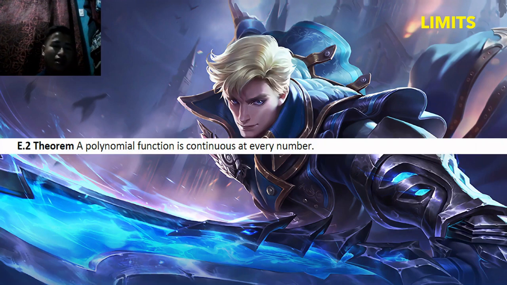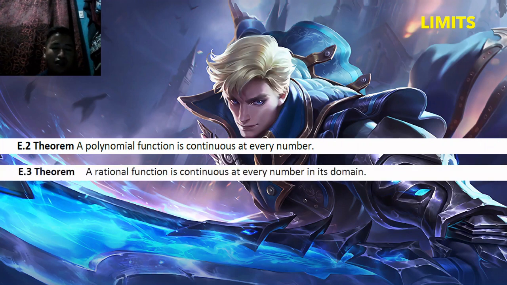Okay. Theorem: a polynomial function is continuous at every number. A polynomial function, like a line or a parabola, you cannot break it, so it is good. So polynomial functions are continuous at every number. Right? Next, rational functions. A rational function is continuous at every number in its domain. So a rational function is continuous only at points where the denominator is not 0.